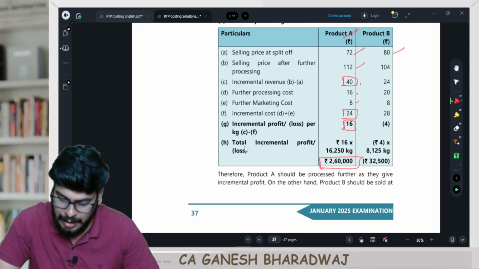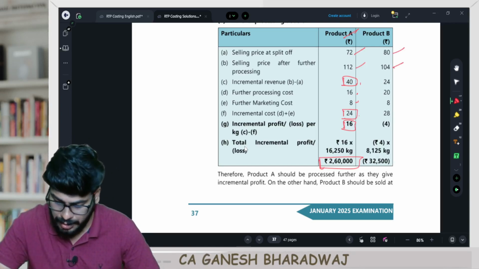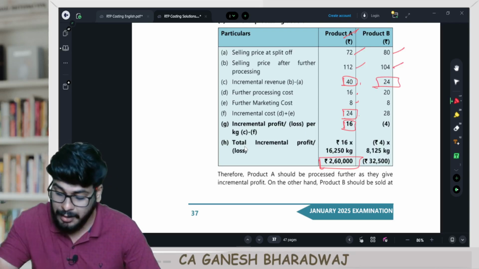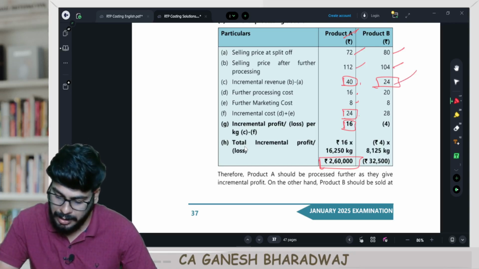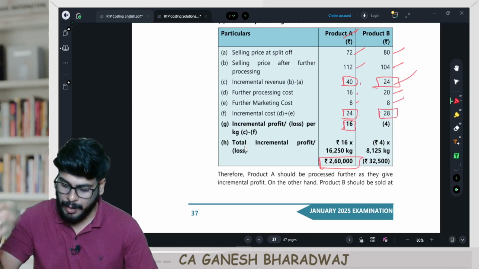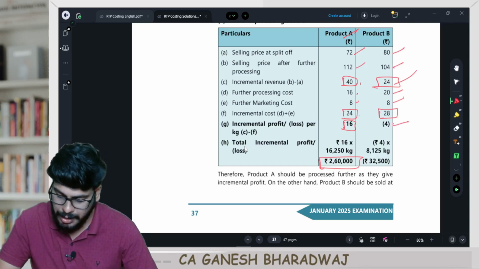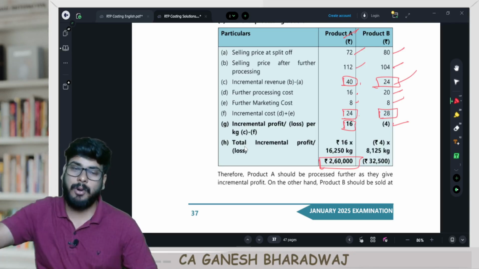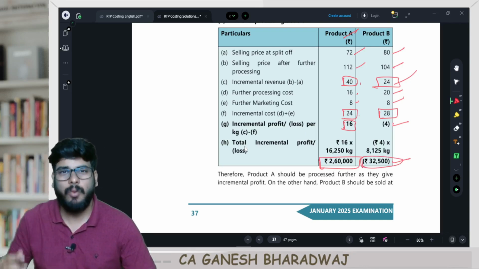Product B, currently, what is the selling price? At split off point 80, your selling price after further processing is going to be 104. The incremental revenue is going to be how much? Sorry, the selling price after further processing is correct, 104. Incremental revenue is 24 rupees, but the further processing cost is 20, further marketing cost is 8. Incremental cost is going to be 28 rupees. So 24 minus 28, you will incur a loss. Incremental loss is going to be 4 rupees. So 4 into 8125. If you go ahead and further process your product B, incrementally you are going to incur a loss of 32,500. Why do you want to do that?